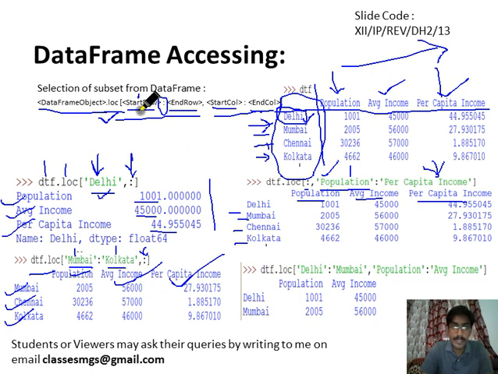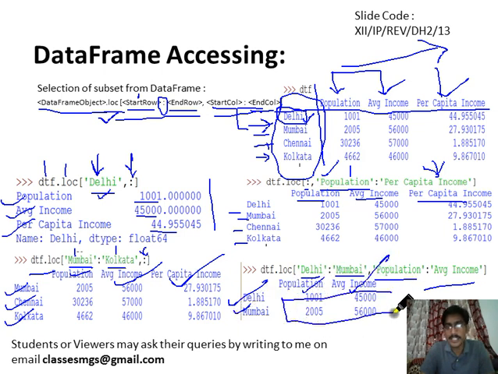Next example, if we specify all the arguments, then it will filter like that. Like if anyone wants to filter rows starting from Delhi and ending at Mumbai, with the starting column population and the ending column average income, what will be displayed? Delhi to Mumbai means these 2 rows will come, and population to average income, only these 2 columns will come. So these 2 rows, Delhi and Mumbai, and 2 columns, population and average income data will be displayed. Okay, so I hope the loc is clear.